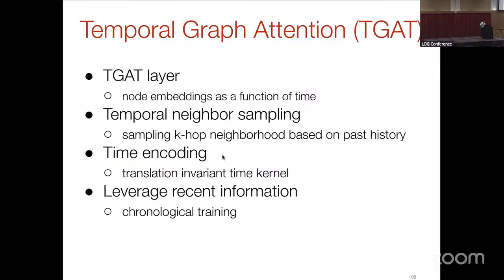In this temporal graph attention, or TGAT, work, the idea is to use the TGAT layer that I just talked about, and then use temporal neighbor sampling to sample a K-hop neighborhood, like the recency neighborhood. Then you have the time encoding that we saw before with the relative time, and you leverage the chronological training that I discussed. And that's your recipe to build a temporal-aware model.